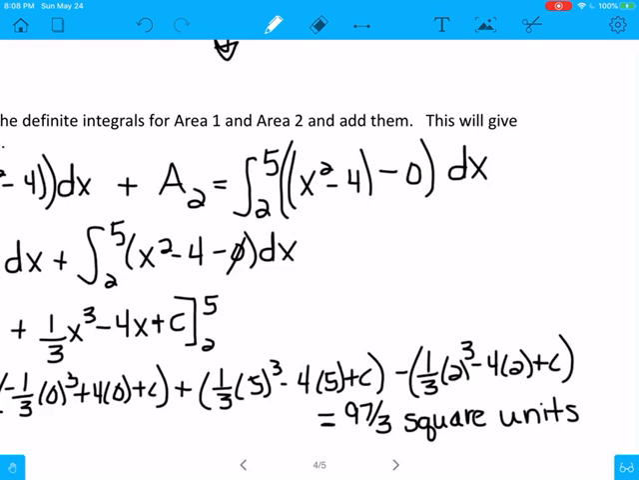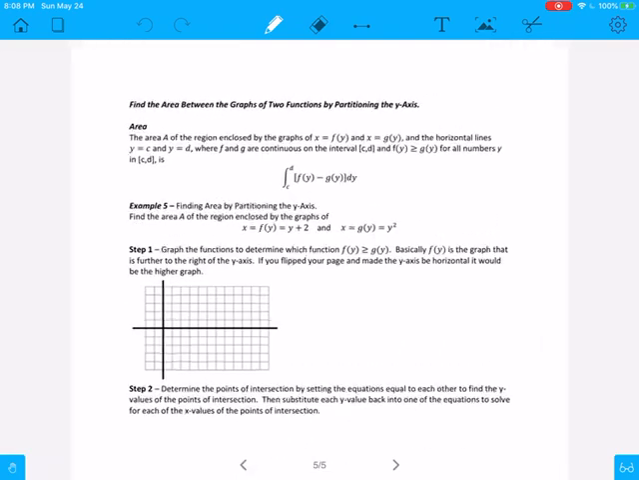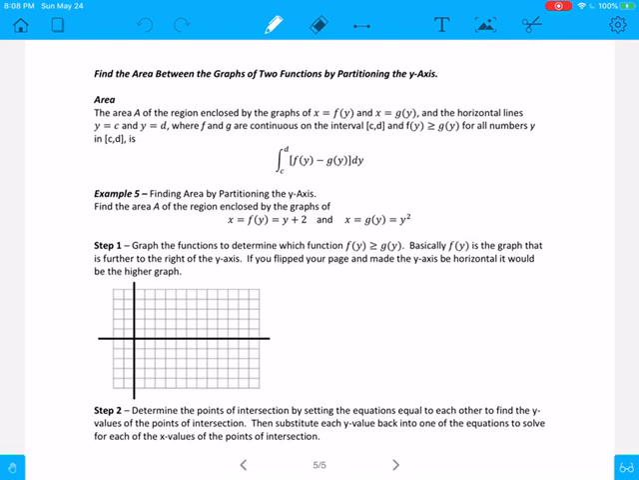Okay, the one last type. So we went over different types of x's and all the different things I could throw at you. The last type is actually finding the area between the graphs of two functions by partitioning the y-axis. So in this case, and you're going to know it's one of these type of questions because the equation is going to be in x equals, not y equals.